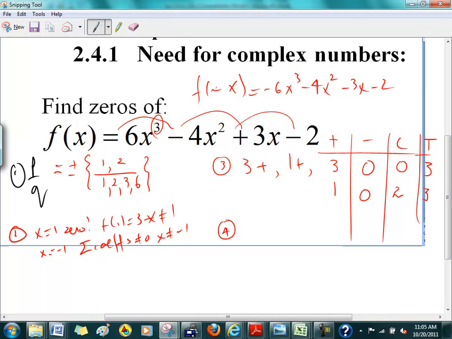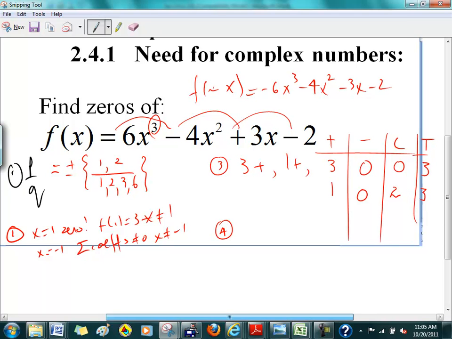So number 4. So really what we should have done is we should have done Descartes before we did plus or minus 1. Who has questions? Good. Okay. Number four, what do we do? What do we do next? Okay. Which one do you want to do?